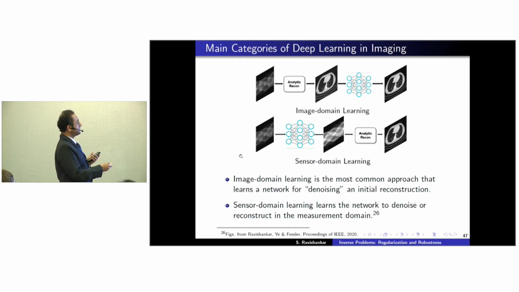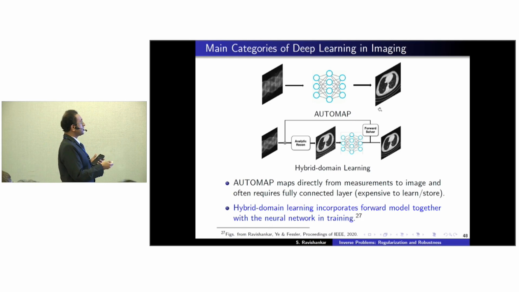You can do the same in the sensor domain, where if you have artifacts or missing data in the measurements, you can learn a network to remove that. That's a sensor domain network. Then you perform a simple analytic reconstruction, and assuming the data is now perfect, the analytical reconstruction works very well. Another approach is Automap, which removes the analytic reconstruction step in between and just goes directly from the measurements to the image. This method requires a fully connected layer in between, or there have been some tweaks of that, so it consumes a lot of memory and computation.